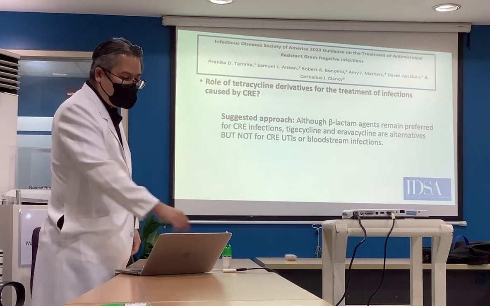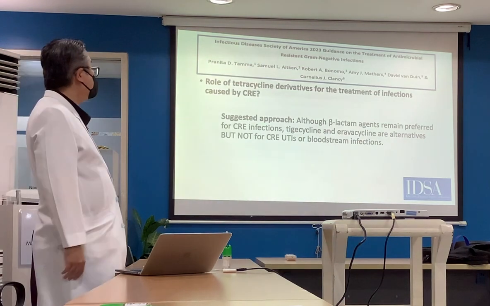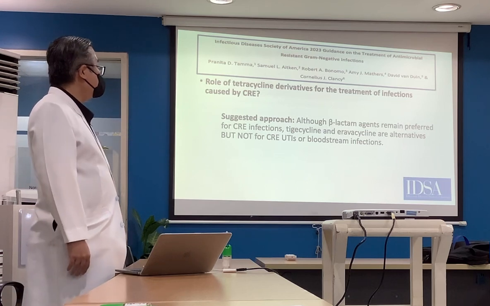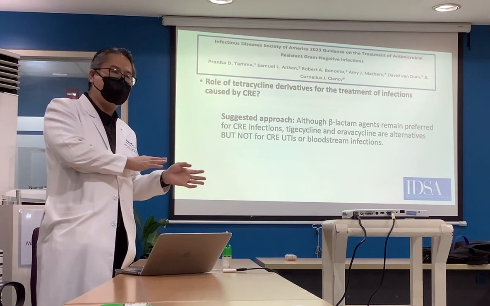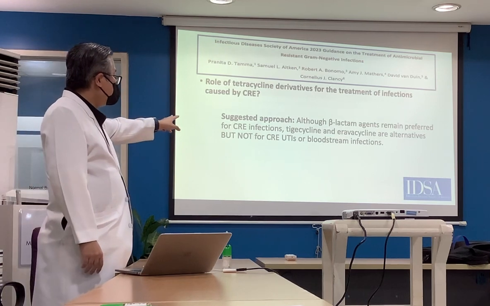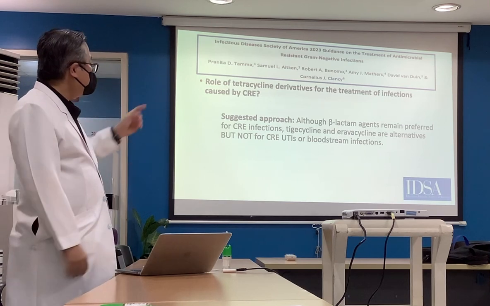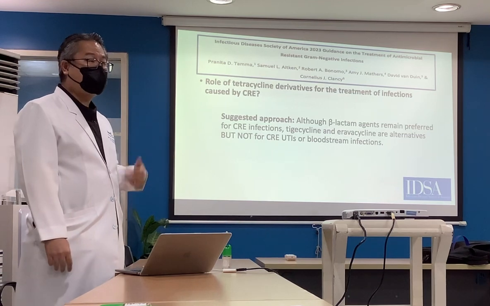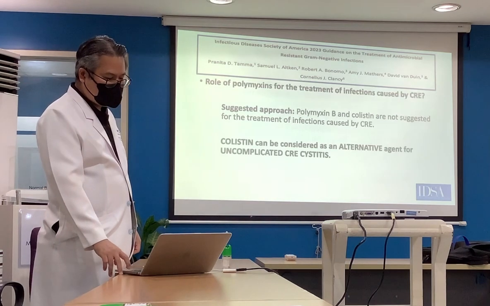I also included the tetracycline derivatives such as tigecycline, which we have. Eravacycline we don't have. Although beta-lactam agents are still preferred, tigecycline is an alternative. But definitely, with tigecycline, this is where we come in. Earlier, we talked about cidal agents. But tigecycline is a static agent and therefore, it's not for bloodstream infections. We prefer bactericidal fast killers when we have a bloodstream infection. And tigecycline is not good in the urinary tract, it doesn't reach there much. And therefore it's not for CRE urinary tract infections.